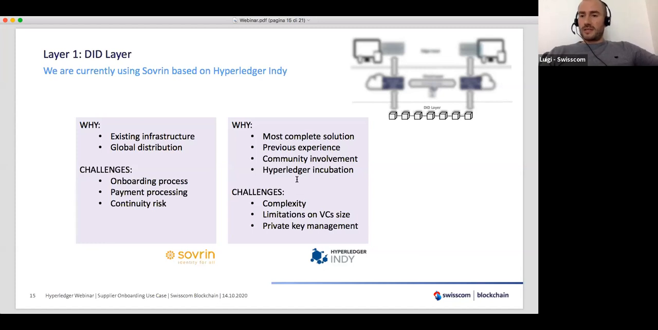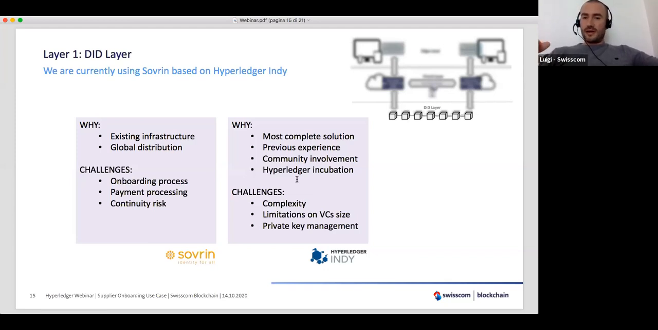But of course, this is not compliant with many security aspects, because from a requirement perspective, our customers need to make sure that they are capable of managing their own data and especially of managing the private key. So this is where the edge layer, the third layer, plays a role. But the current problem with Hyperledger Indy is that you cannot separate the management of the private key from the container of the data itself.